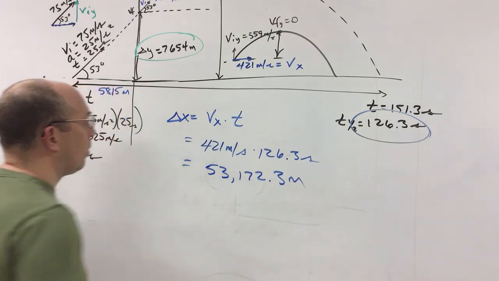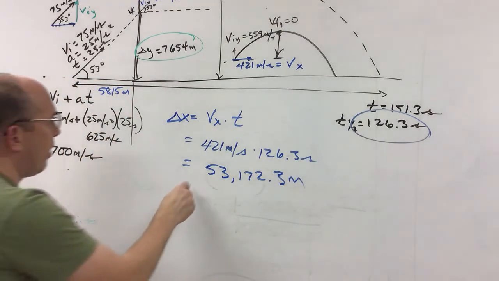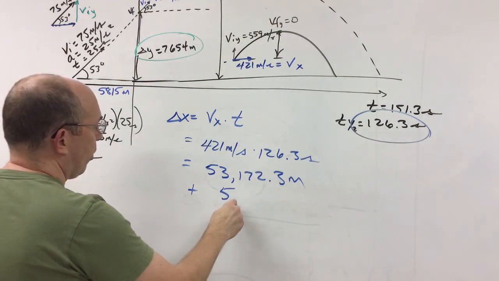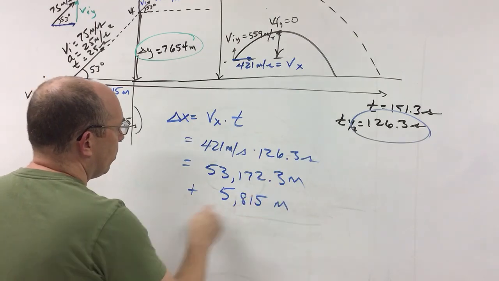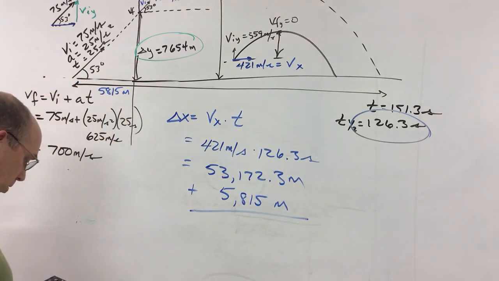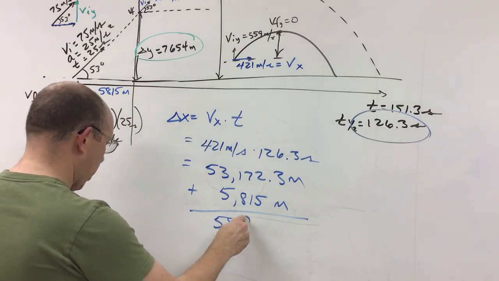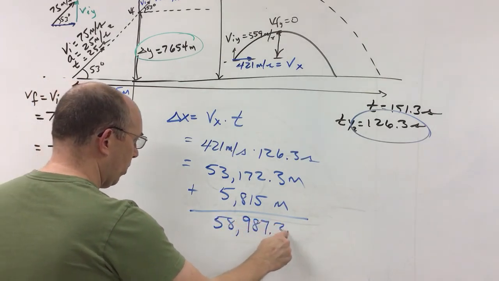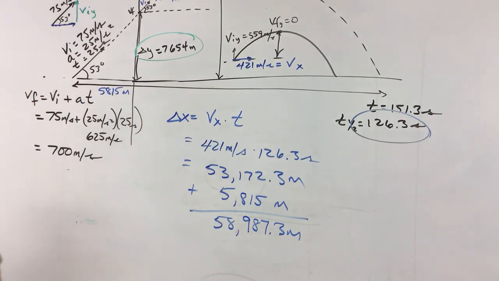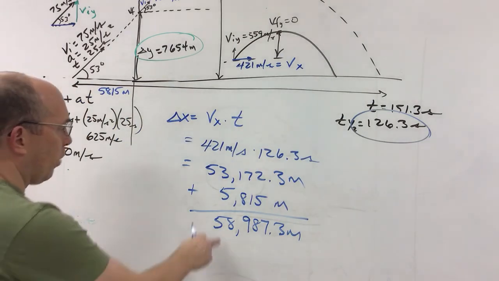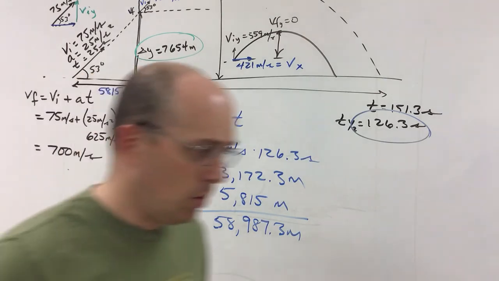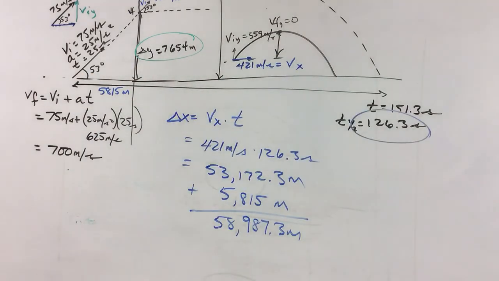gives us 53,172.3 meters, plus our original 5,815 meters gives us 58,987.3 meters. Okay, our textbook solution that I pulled this one from gives us 60,000, but again, we're doing significant digits. That's about as bad as they get. So I hope that works well for you.